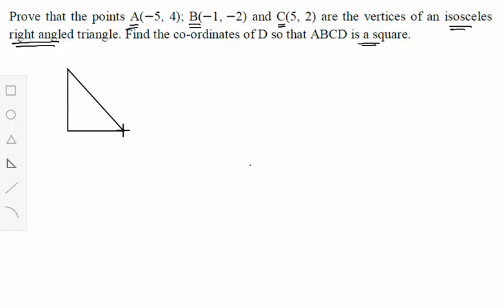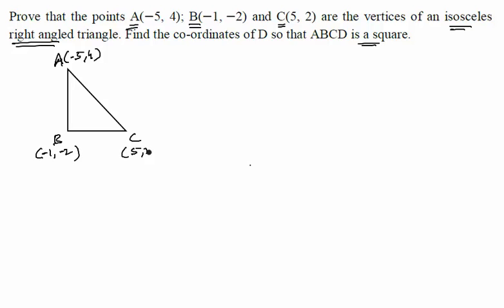Since the question is already asking us to prove that it is an isosceles right angled triangle, let us make a figure like this. Let us take A, B and C. A is given to us as (-5, 4), B is given to us as (-1, -2) and C is (5, 2).